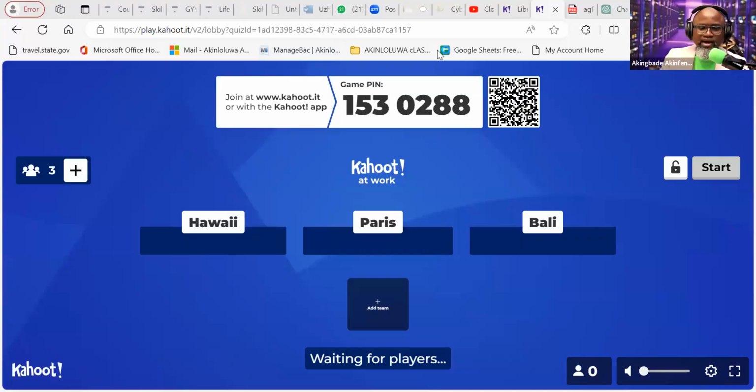All right. Let me quickly share this one. All right. Let's see. The pin for us is 1530288. Let's go. We're on vacation: Hawaii, Paris, Bali. Let's see your choice. Let's go. Choose one of the vacation spots. Let's see what you got. Let me copy and paste this to the group.